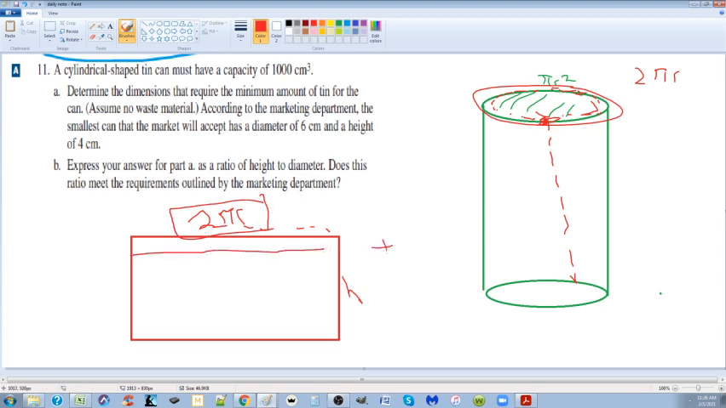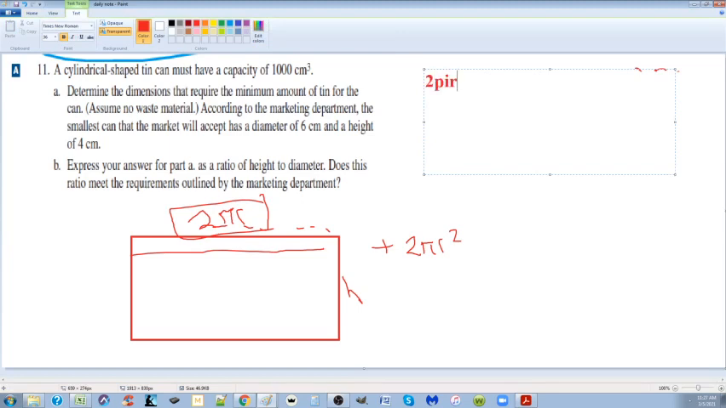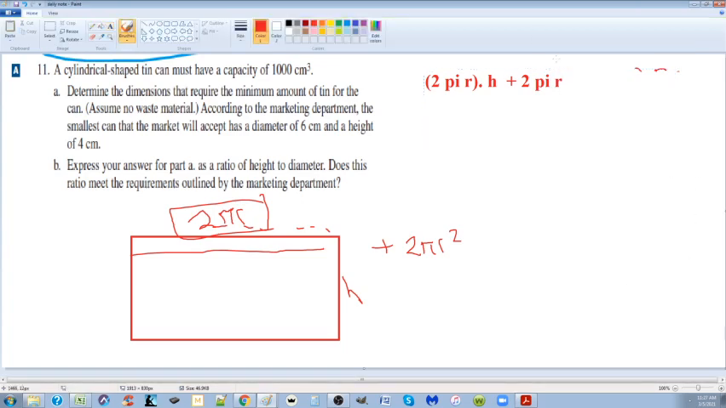So if I add that plus the surface area of 2 circles, that is the total surface area of a cylinder. So right there, I have a formula for the surface area, or the material needed for the cylinder. It's 2 pi r, I don't have a little symbol for pi, times the height, plus 2 pi r squared, the surface areas of the other 2 ends. That is going to be equal to the surface area.